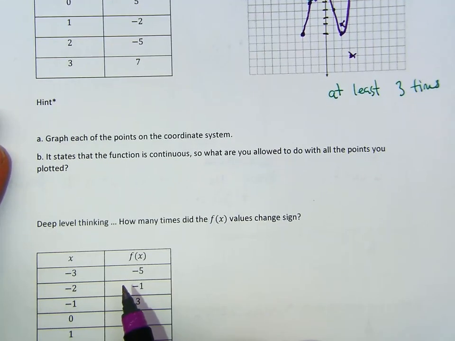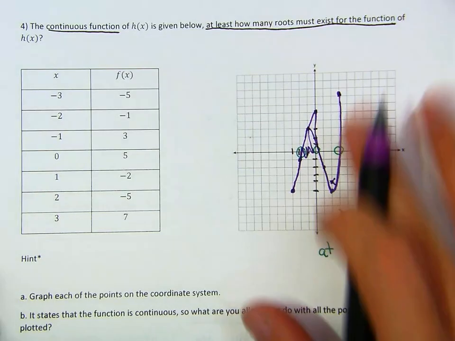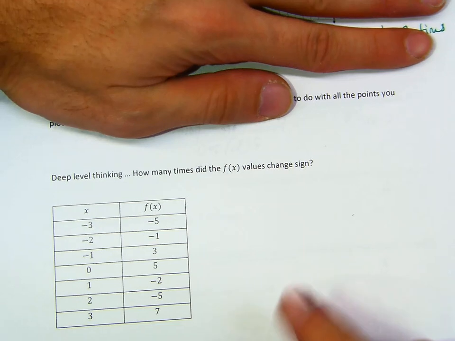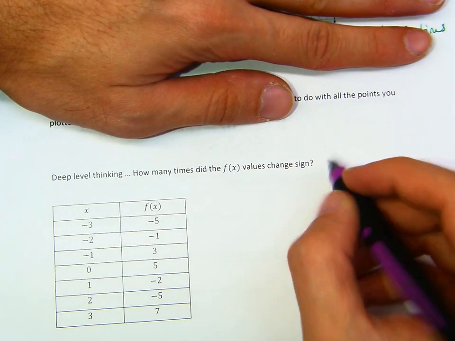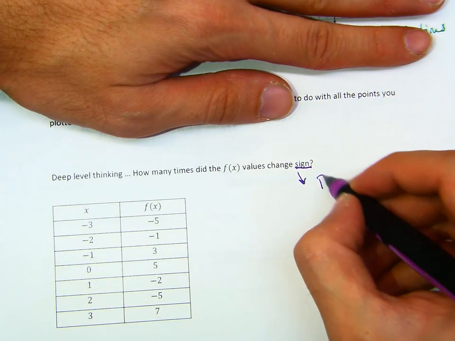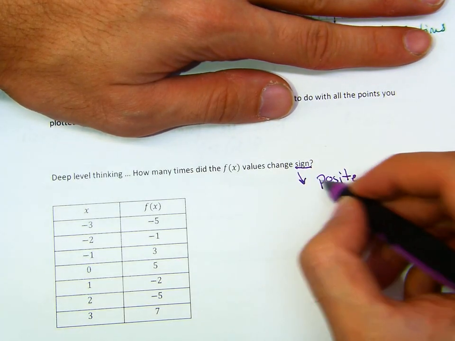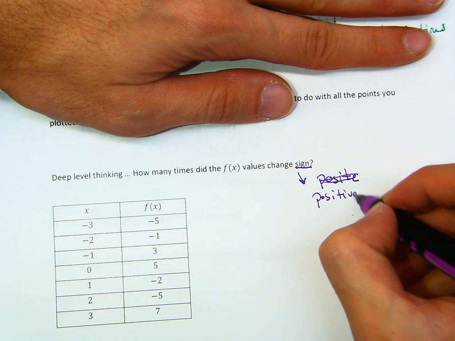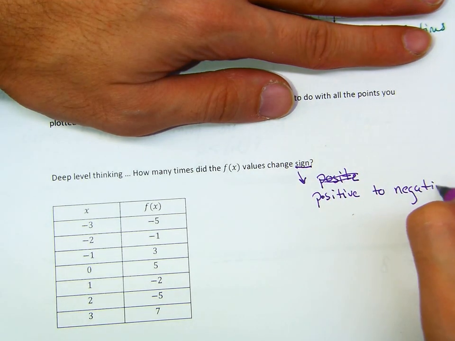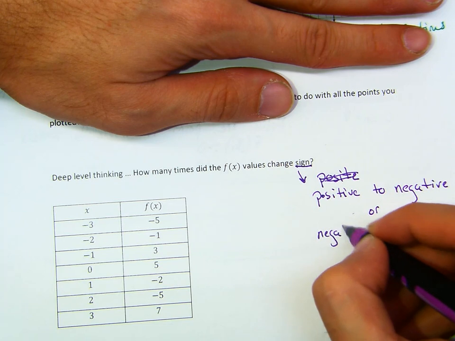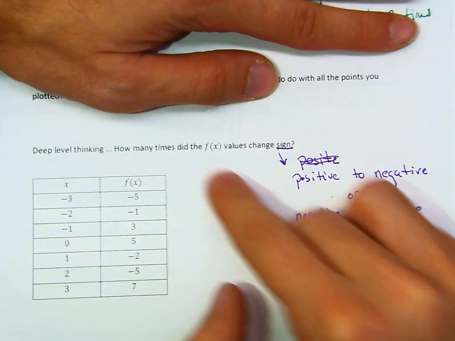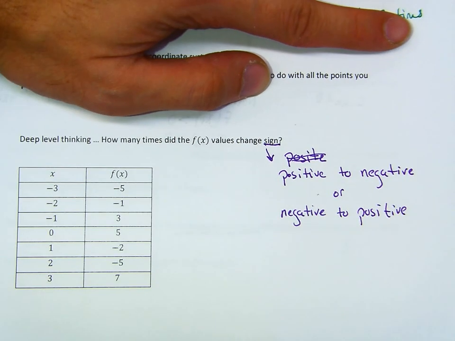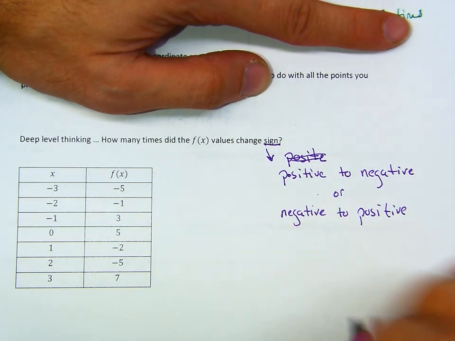And the idea is, let's imagine you have no graph. Let's just look at the table. This is the deep level idea. How many times did the f of x values change sign? Does it go from positive to negative, or negative to positive? Why don't you try and answer that question? Take your time.